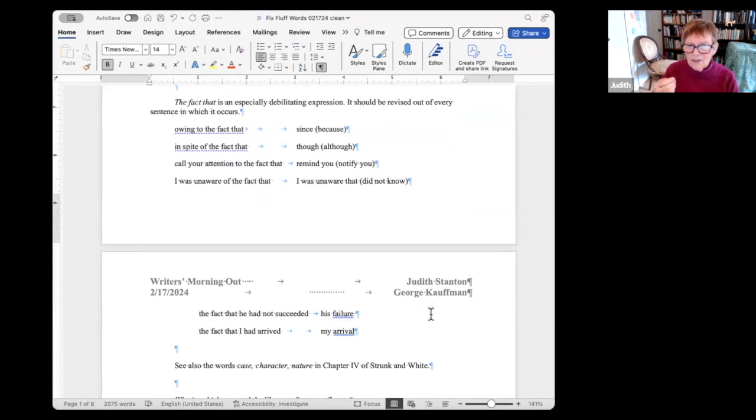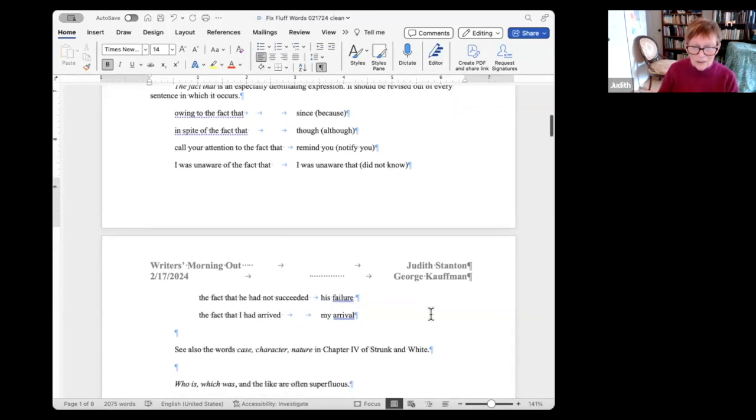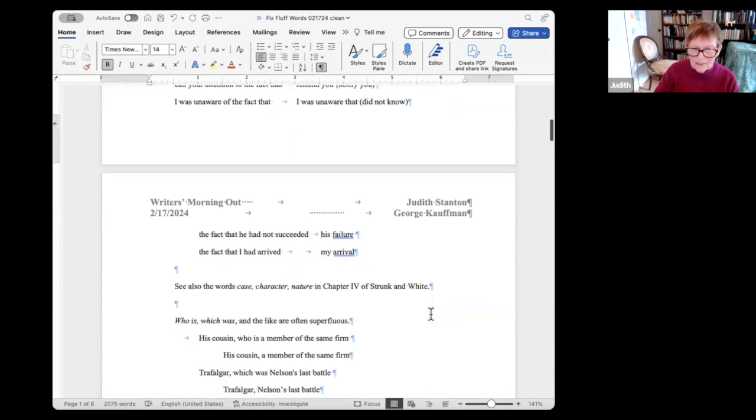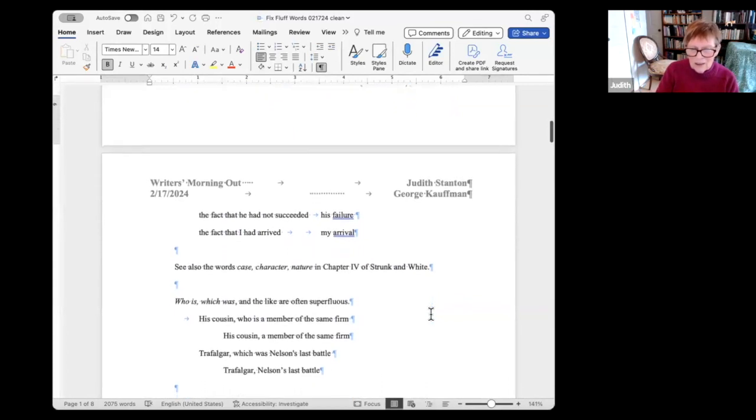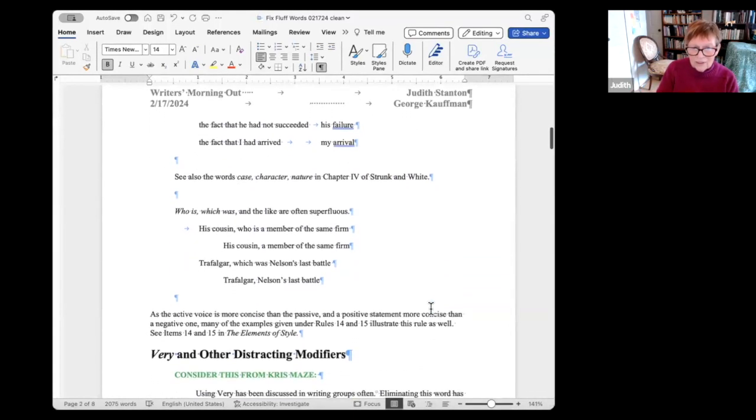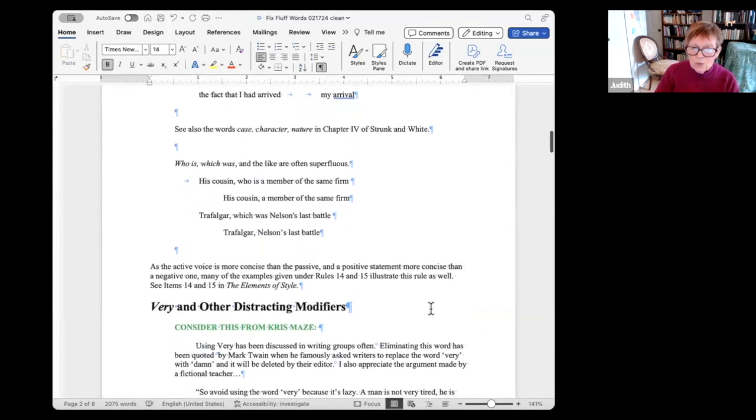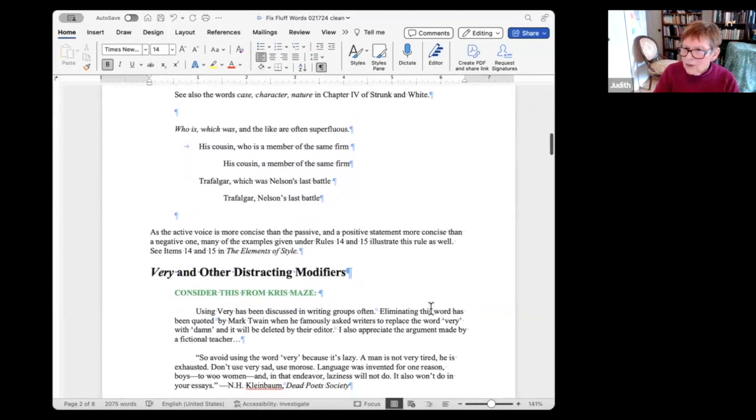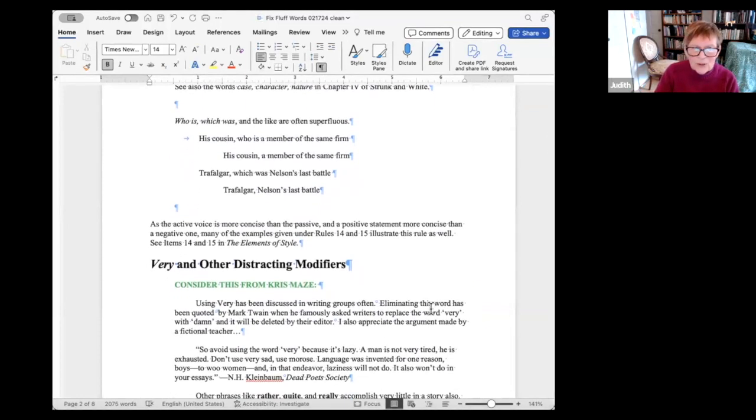Owing to the fact that is just simply because, in spite of the fact that is though or although, calling your attention to the fact that, remind you or notify you, and so on. There's another bit recommending that you check out what he has to say about the words case, character, and nature, all also fluff. And the which is and which was, which is not in our list. Another reason, George, for us to include this.